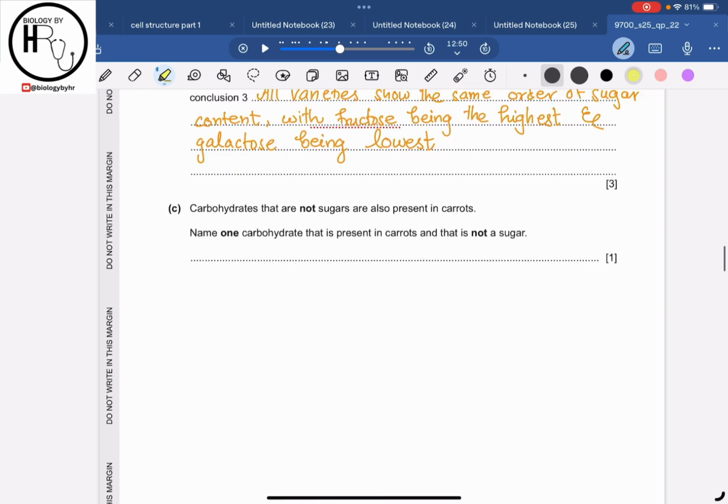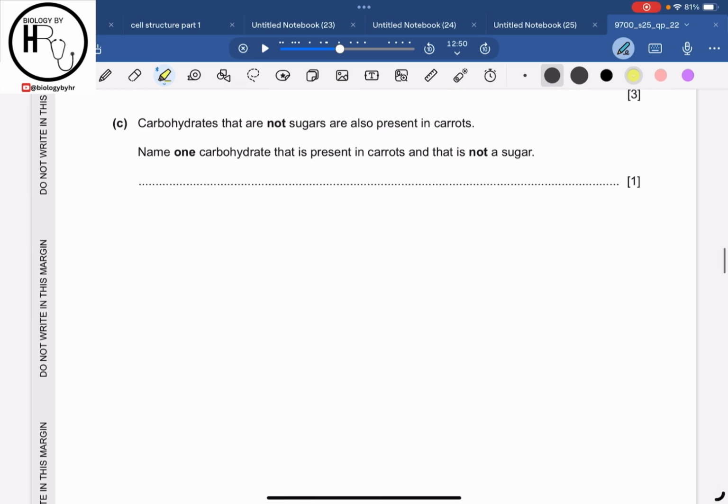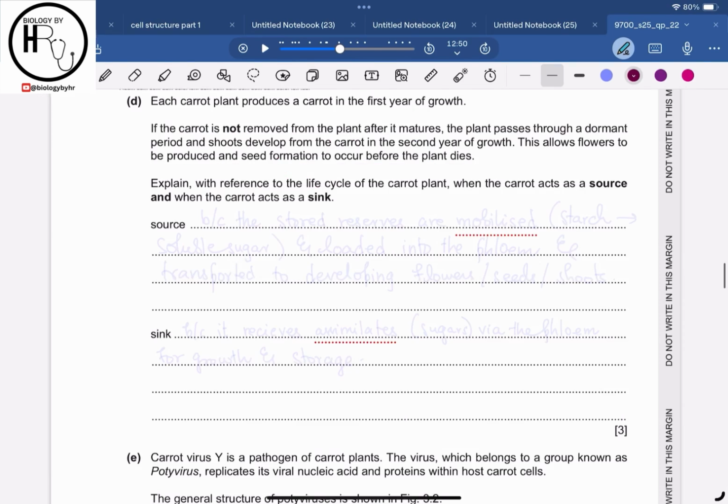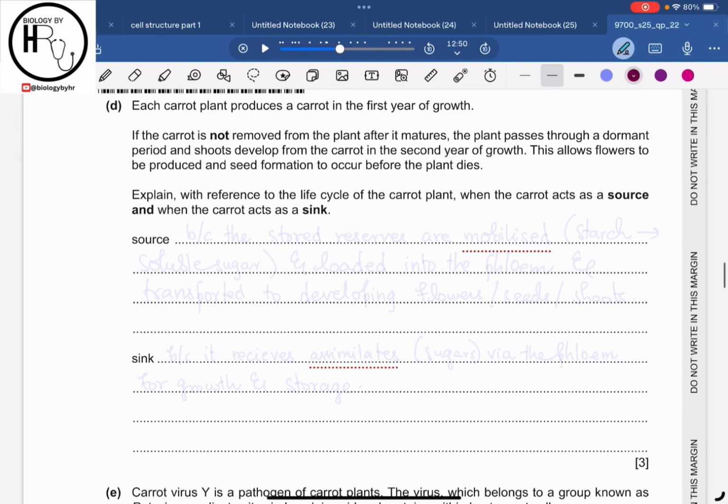Now in part C, they are saying that carbohydrates that are not sugars are also present in the carrot. Name one carbohydrate that is present in the carrot and that is not a sugar. So it can be cellulose over here, because carrots contain plant cells, and the plant cell wall has cellulose. Now let's move on to part D.